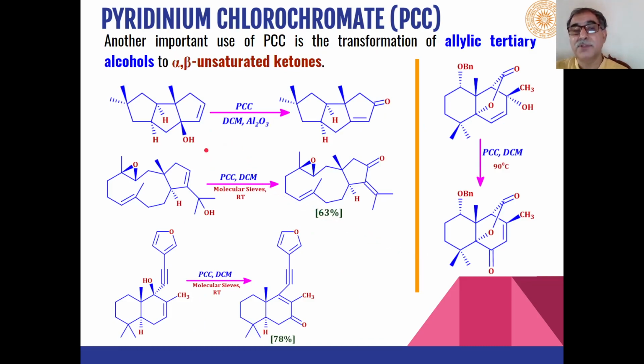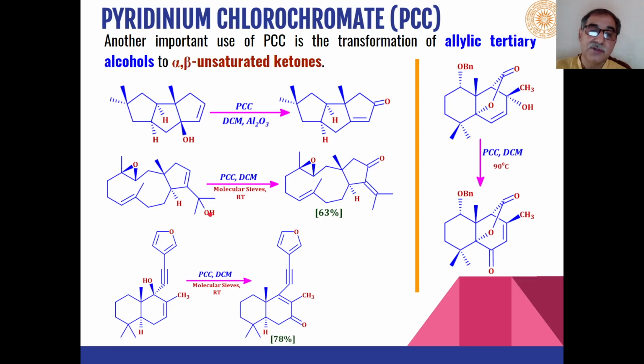Some more examples of pyridinium chlorochromate: allylic tertiary alcohols are converted into alpha beta unsaturated ketones. For example, if you see this molecule, this part is our allylic tertiary alcohol, and when this is reacted with PCC in the presence of dichloromethane and alumina, then this tertiary allylic alcohol is converted into an alpha beta unsaturated ketone. We will discuss the mechanism in the subsequent slides, but here we will first discuss more examples.